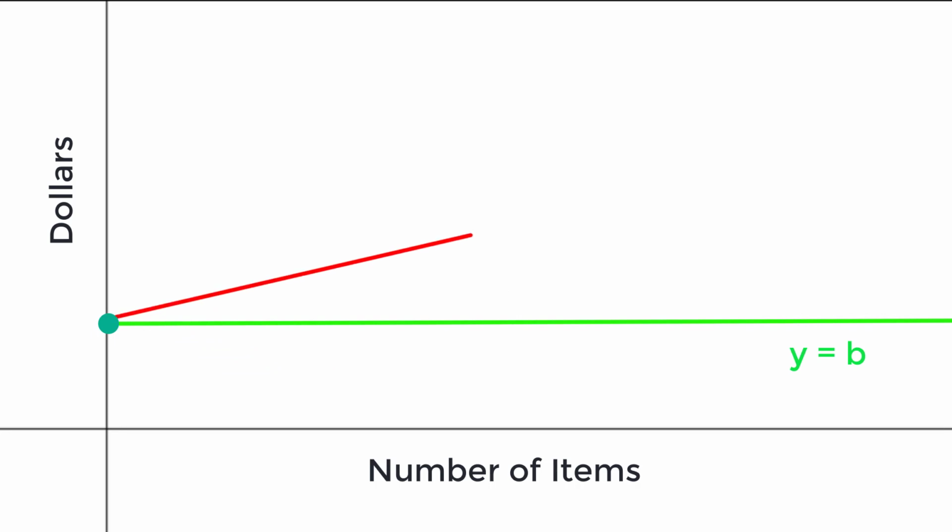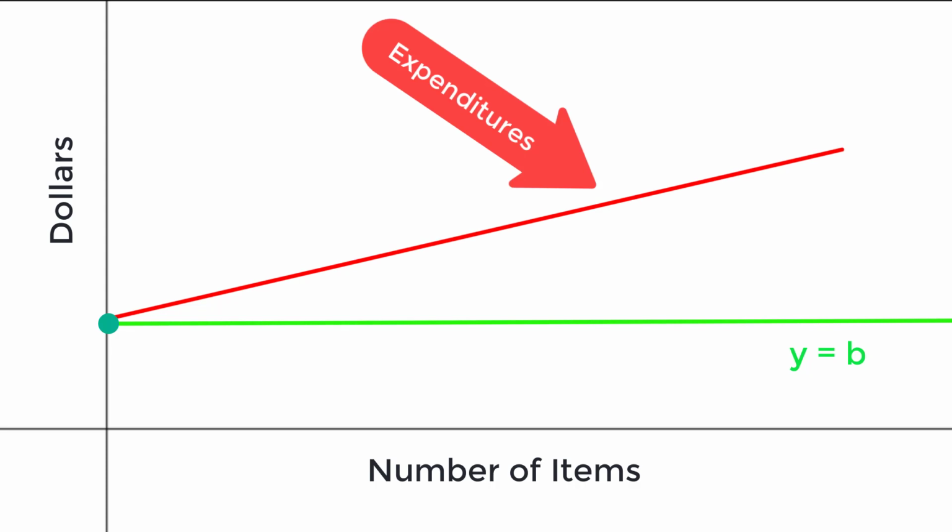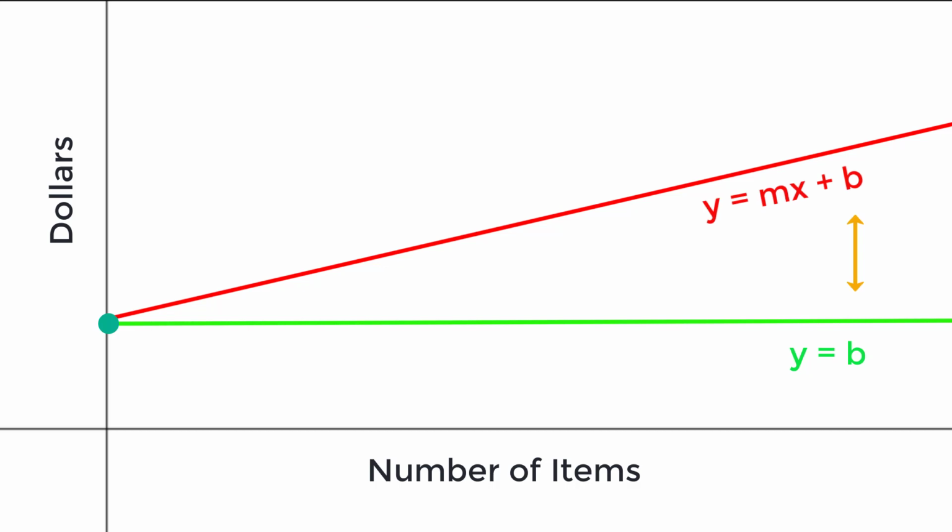The red line is your total expenses added to your fixed costs. This continues to increase because you have to keep buying materials for your store. Notice the b in both functions is the same.